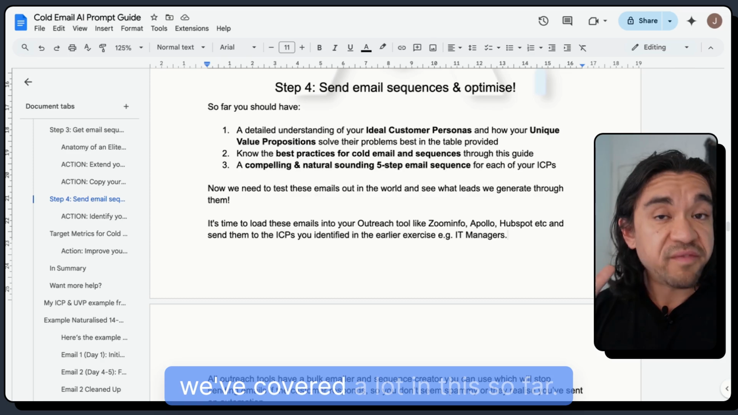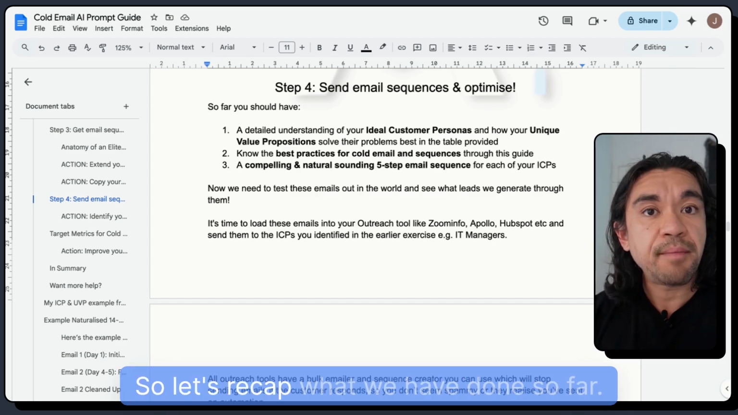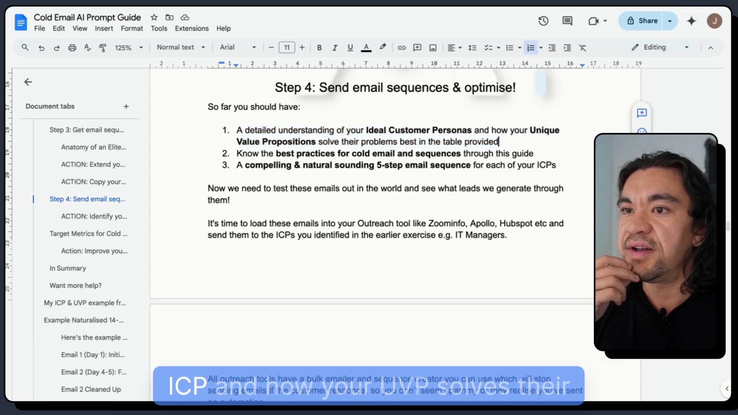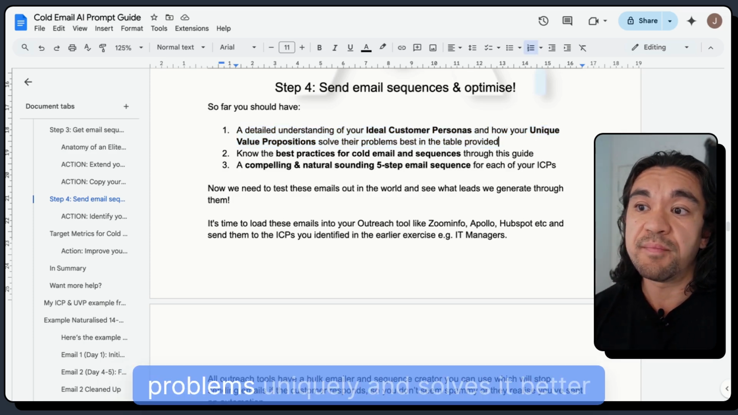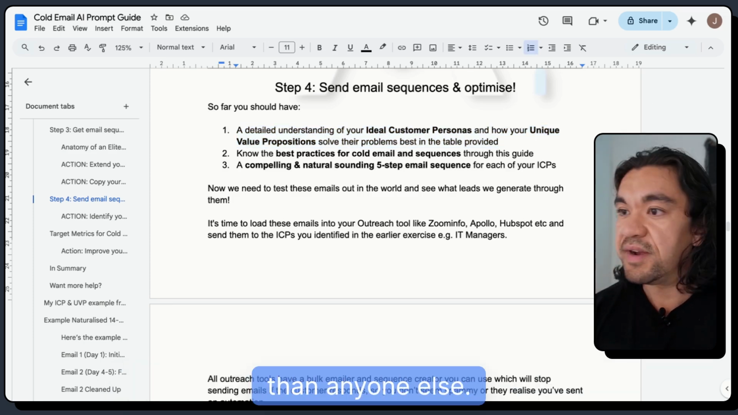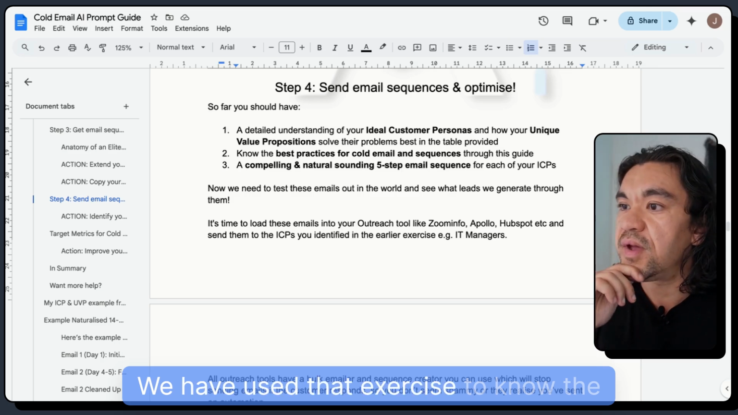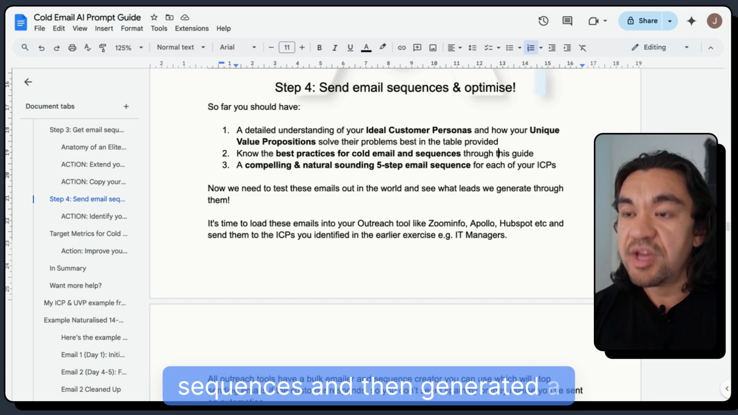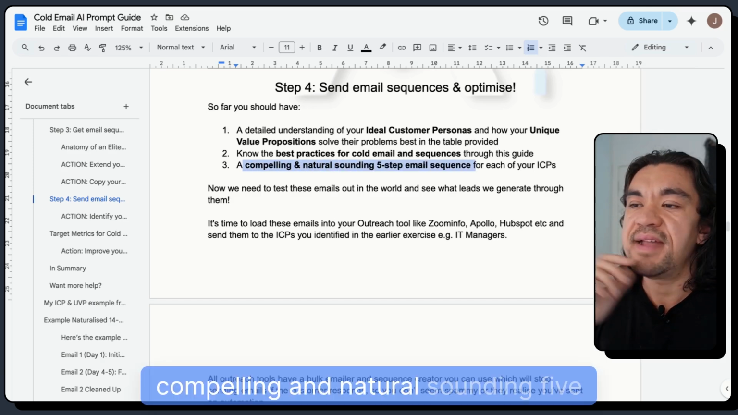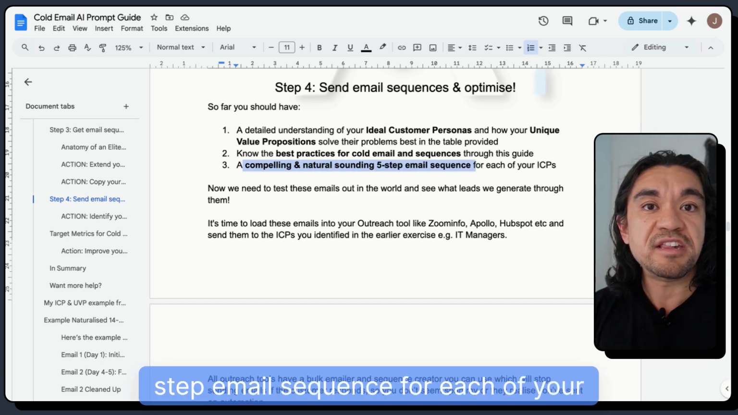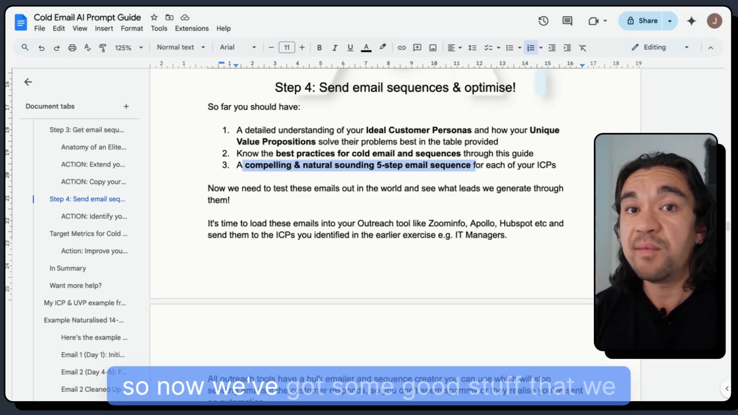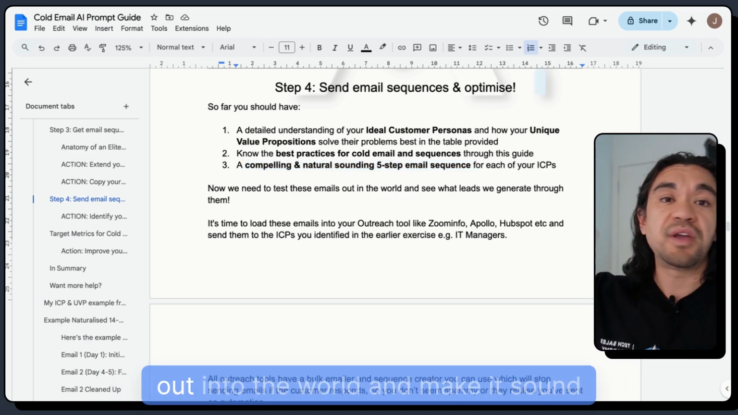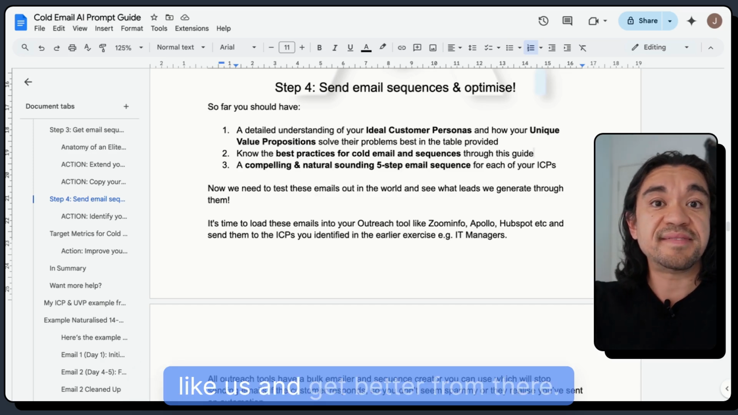We've covered a lot so far, so let's recap what we have done. We have a detailed understanding of your ICP and how your UVP solves their problems uniquely and better than anyone else. We have used that exercise to know the best practices for cold email and sequences, and then generated a compelling and natural sounding 5-step email sequence for each of your ICPs. Okay, so now we've got some good stuff that we can trust, at least to go out into the world and make it sound like us and get better from there.